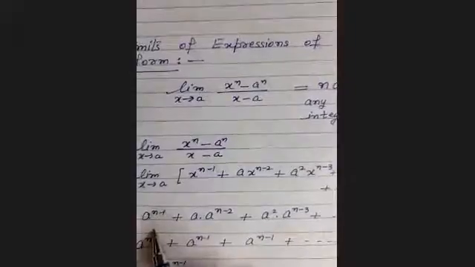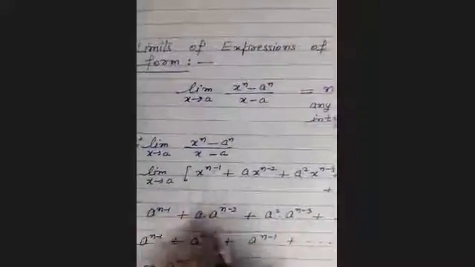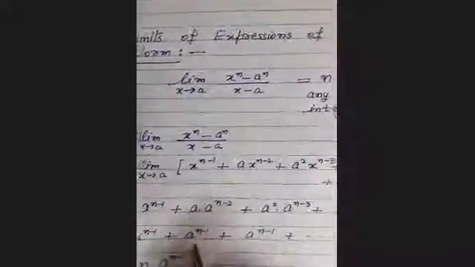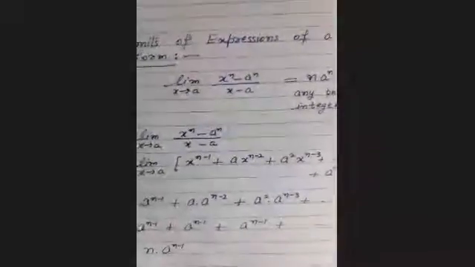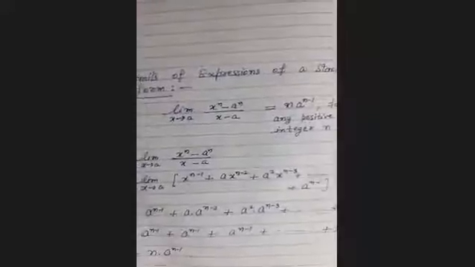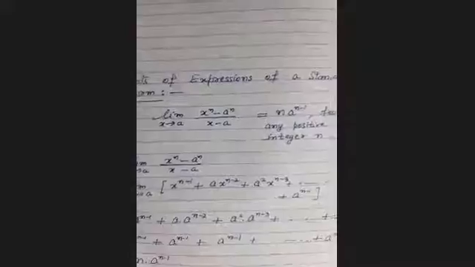After applying the limit, in place of x we have replaced a power n minus 1. This a as it is, a power n minus 2. This a square as it is, a power n minus 3. And this is continued till last. You can see, by combining these two, we are getting a power n minus 1. By combining these two, we are getting a power n minus 1, means we are getting a power n minus 1 n times, and hence we are writing n into a power n minus 1, which is the limit of this expression. So how can we use it?